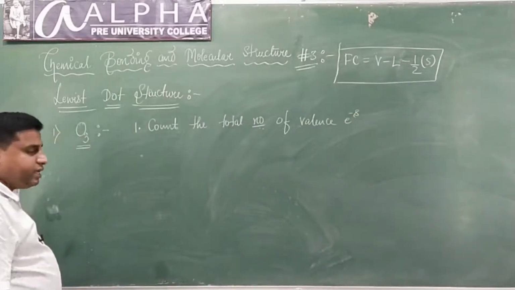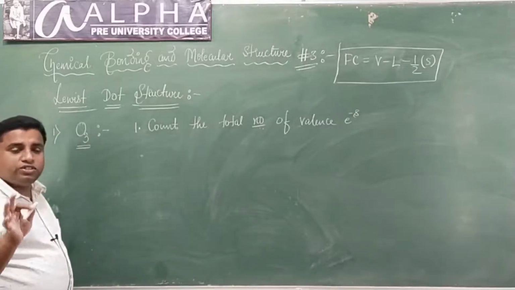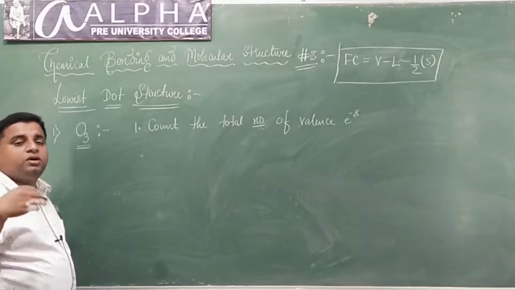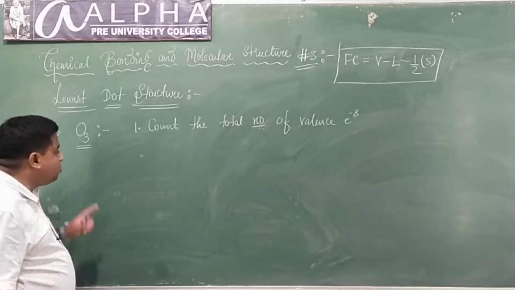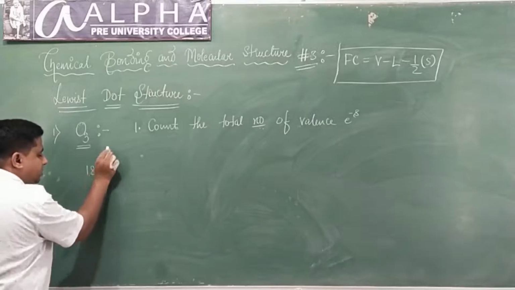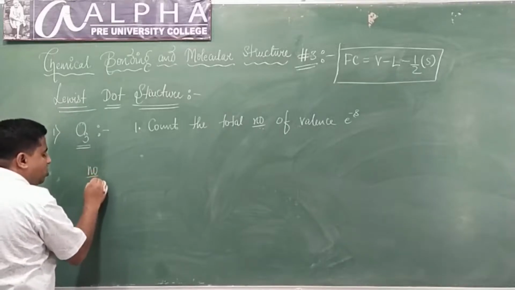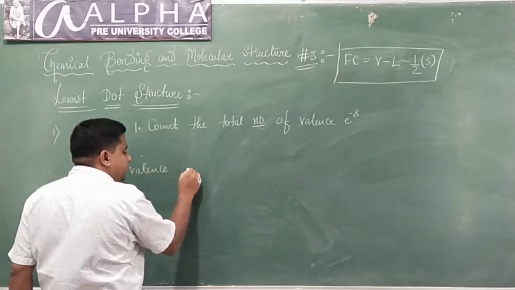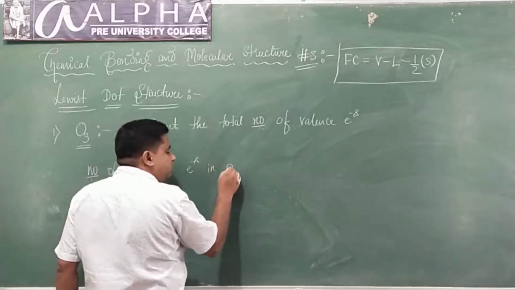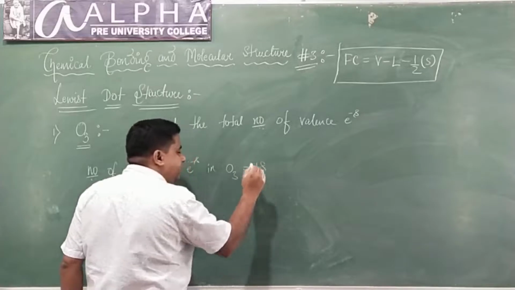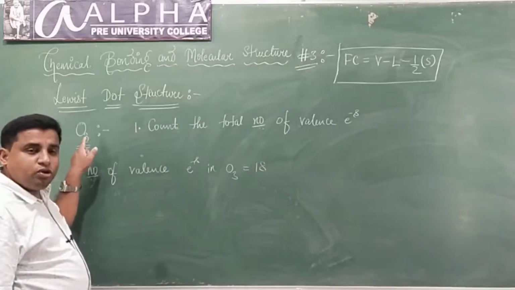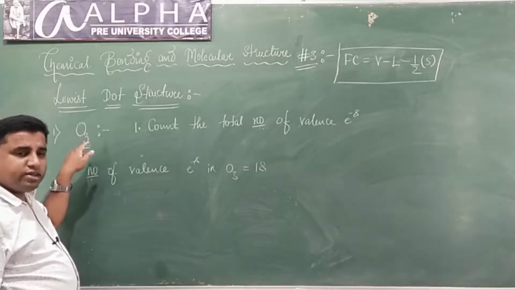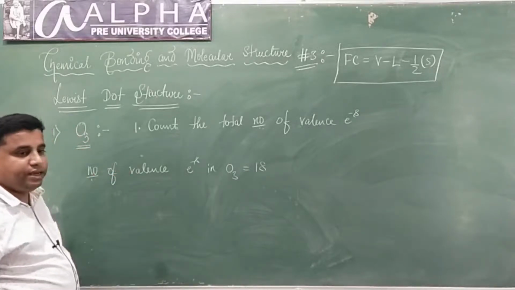There are 3 oxygen atoms, and oxygen belongs to the 16th group, so the valence electrons is 6. So 3 6s are 18. Number of valence electrons in O3 is equal to 18. For the 16th group the number of valence electrons is 6, so 3 6s are 18.